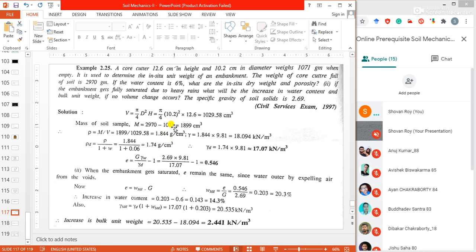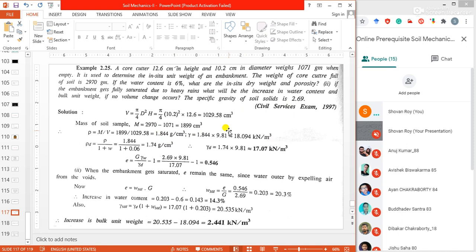When we talk about density, the unit should be gram per centimeter cube, and when we talk about unit weight, the unit would be kilonewton per meter cube. You can see here this density has been converted to the unit weight. 1.844 into 9.81 gives 18.094 kilonewton per meter cube.